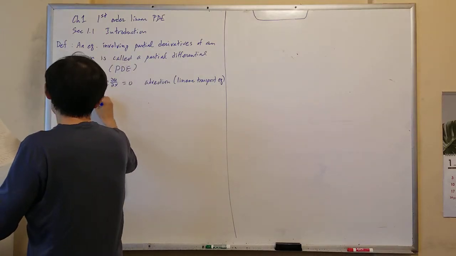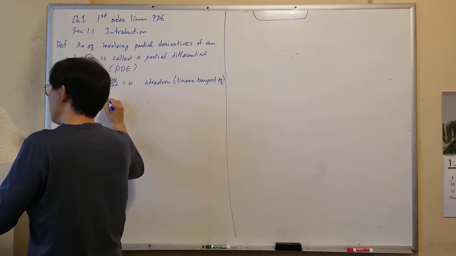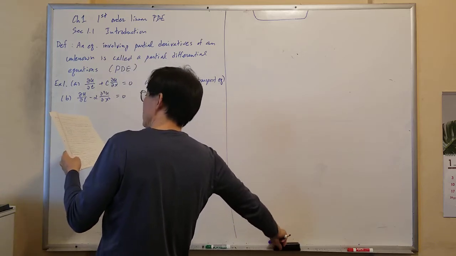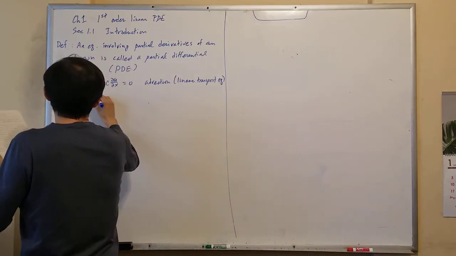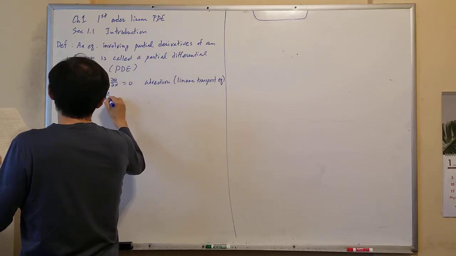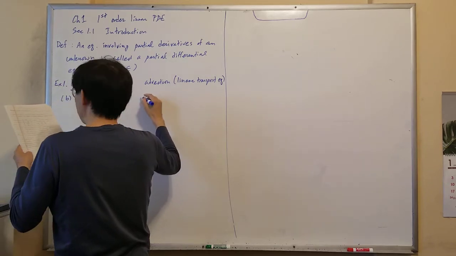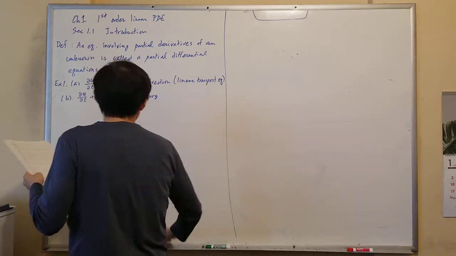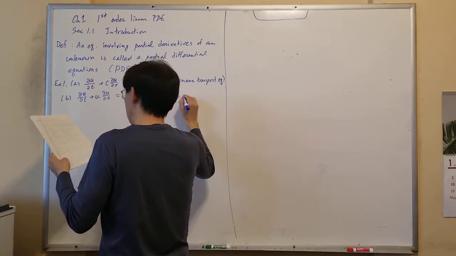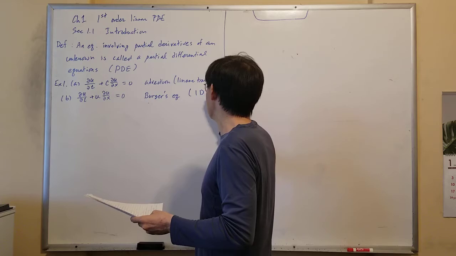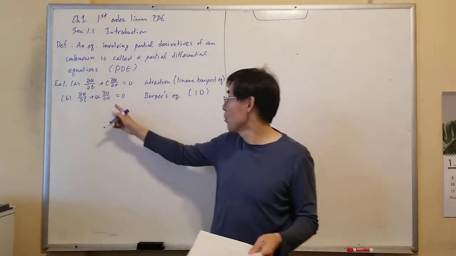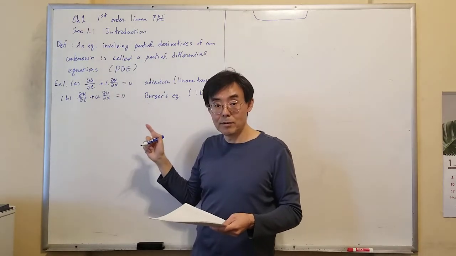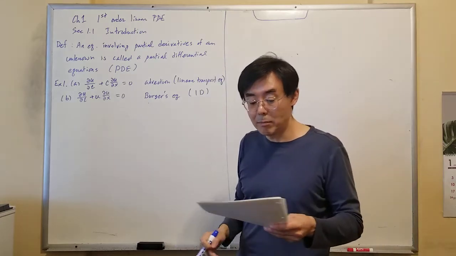B: round u, round t minus alpha, round square u, round x square, plus u times round u, round x. We call it Burger's equation. 1D means one-dimensional spatial variable. Of course, u has two variables, x and t, but 1D spatial variable, t is time. 1D Burger's equation.